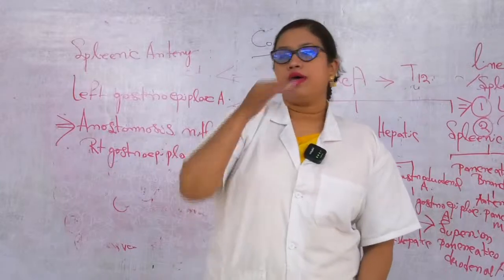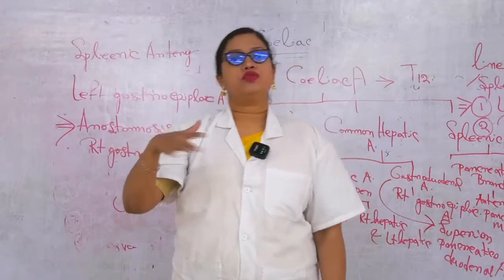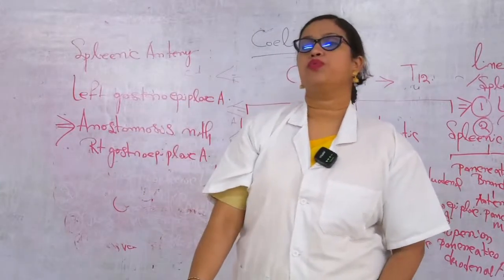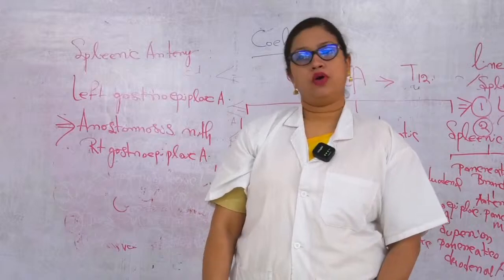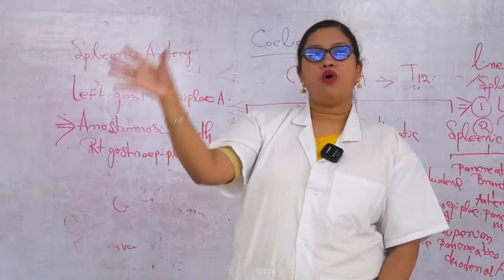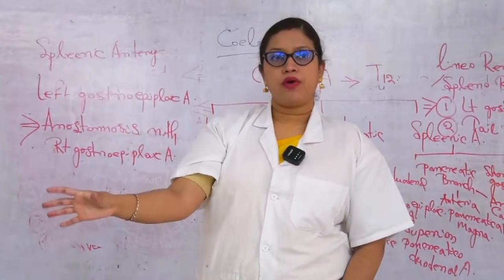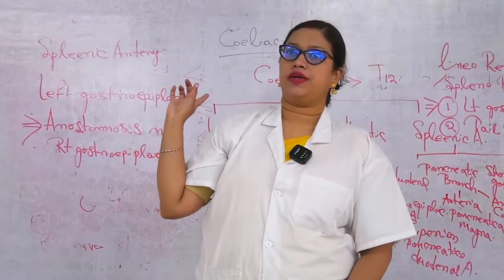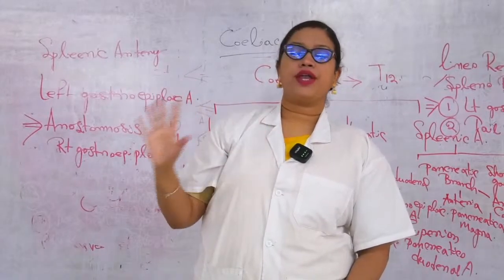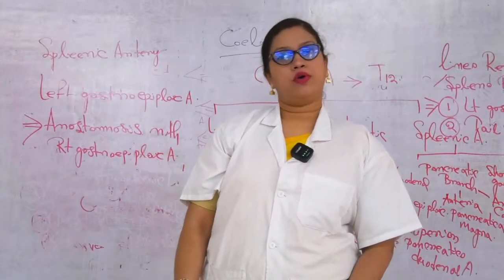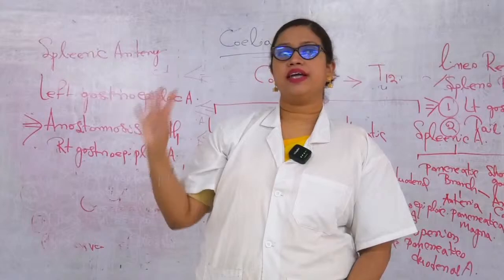Okay, so this is all about the celiac trunk. Tomorrow we will come across the superior mesenteric artery. Okay, today go through what are the branches of the abdominal aorta and what are the branches of the celiac artery. The celiac trunk is a very commonly asked question. Okay, both the superior mesenteric artery and celiac trunk.